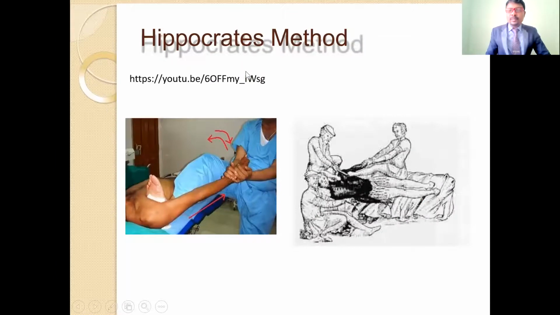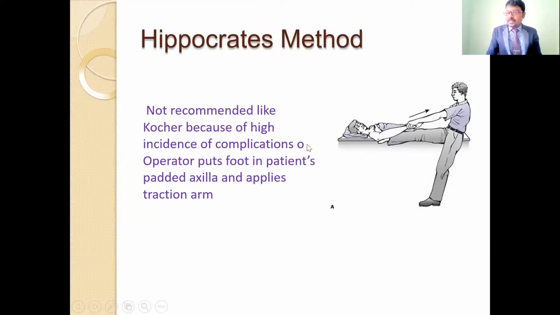So another method is the Hippocrates method. This Hippocrates method is an old method, but it has some small disadvantages. These are all reduction methods that are done under general anesthesia. Otherwise, the patient cannot cooperate because of the severe pain. Whether it is general anesthesia or local anesthesia depends upon the person, but most of the time we give general anesthesia to relocate the joint into the glenoid fossa.